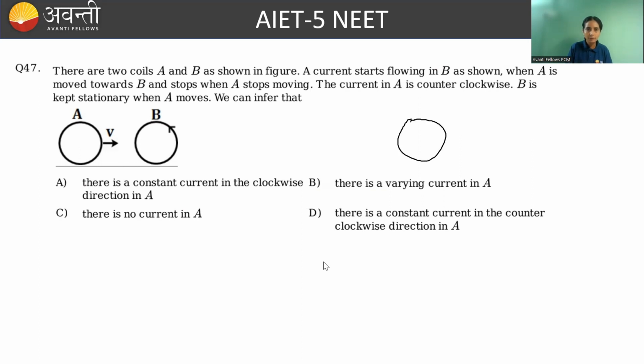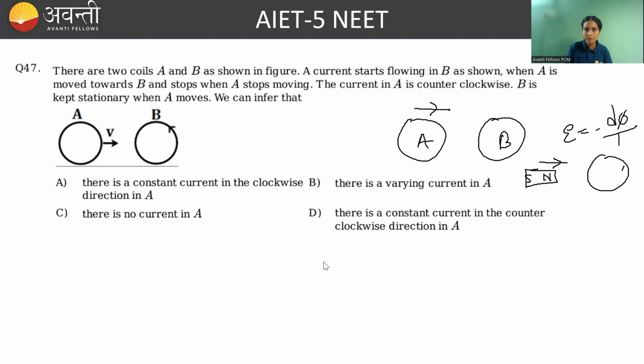Now, there were two coils, A and B. Okay? They both are at rest. But what happens? When A is moved towards B, then current starts flowing in B. So this is a case of mutual inductance, right? Suppose there is a single magnet, south and north pole, and there is a coil. If we are moving this coil like this, what will happen? Current will flow in this coil. Why? Because the magnetic flux through this coil will change. So if flux is changing, EMF will get generated and current will flow. We have learned this formula: E is equal to minus d phi by dt.